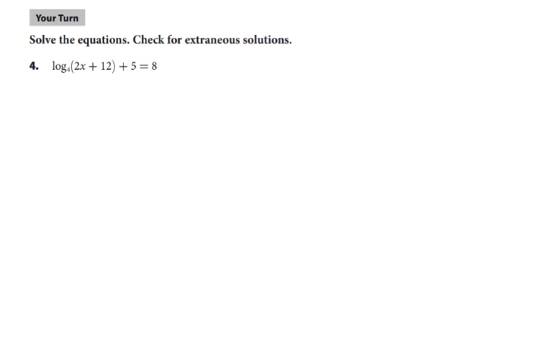Now, we're going to go to these your turns right here, and we're going to solve these equations. And so I invite the viewer, if you can, to stop, pause the video and then work ahead and see if you got it right. So we're going to go ahead and solve this equation.